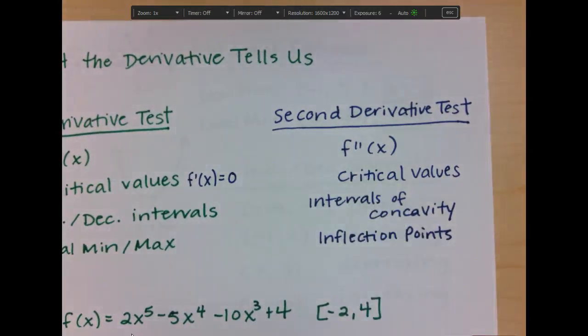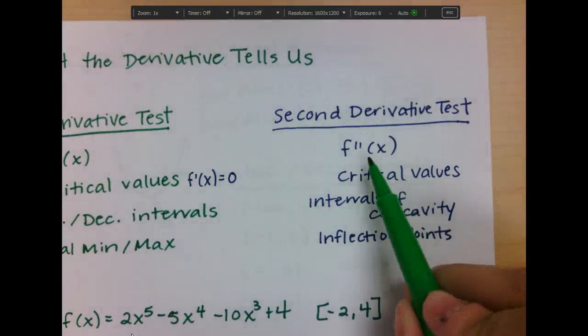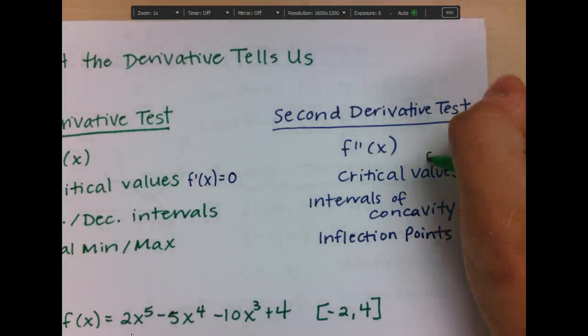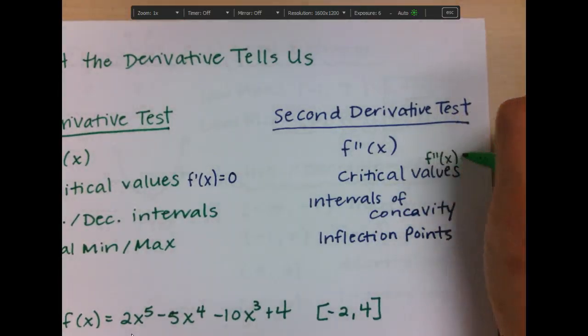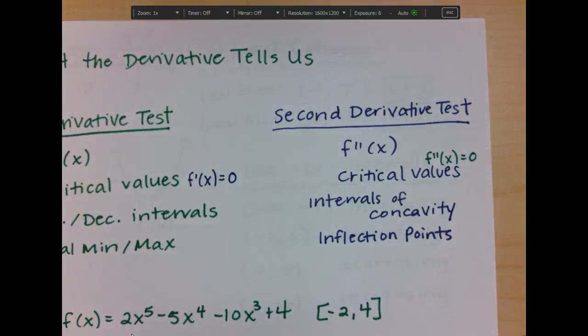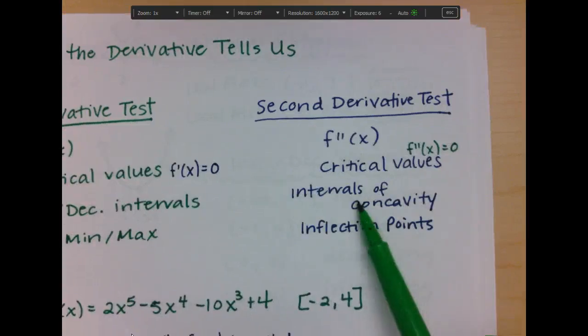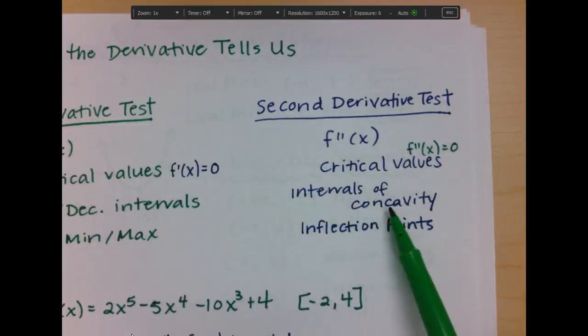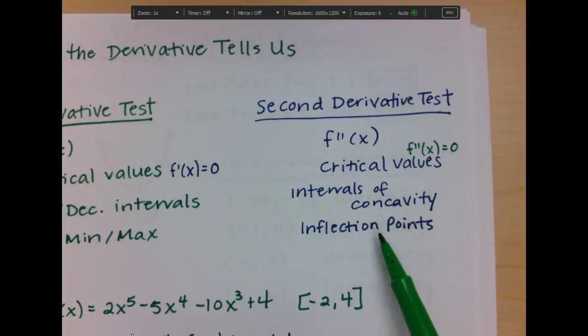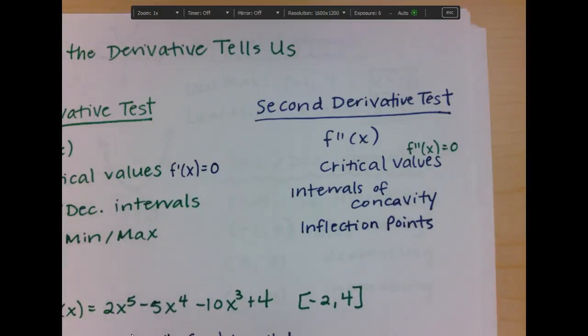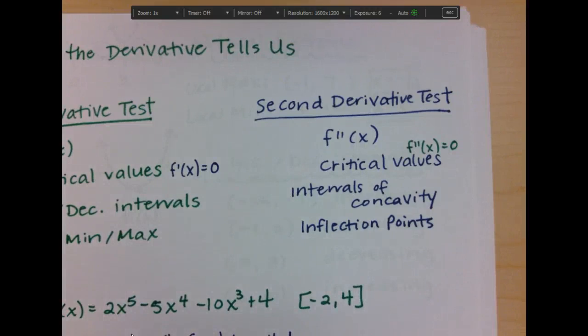F prime of x is the first derivative, f double prime is your second derivative. We take that second derivative and we set it equal to 0 to get some critical values to put on a number line. We see where that second derivative is positive and where it's negative. That will correspond to our intervals of concave up or concave down. And any changes in concavity from concave up to down or vice versa would result in an inflection point. So that pretty much describes everything that you need to know from this section.